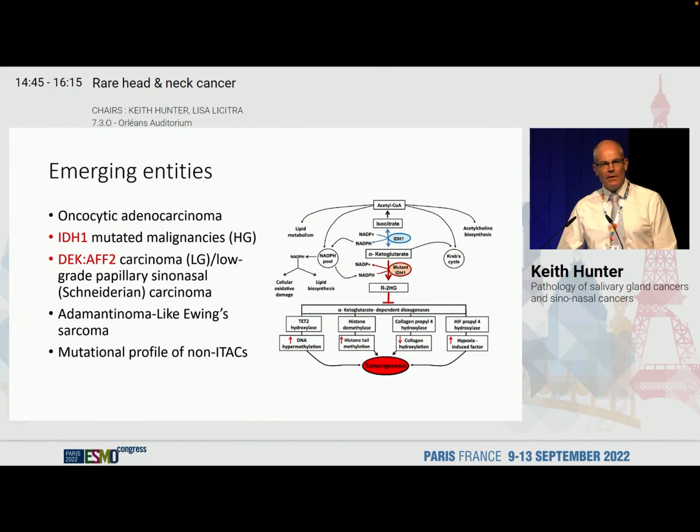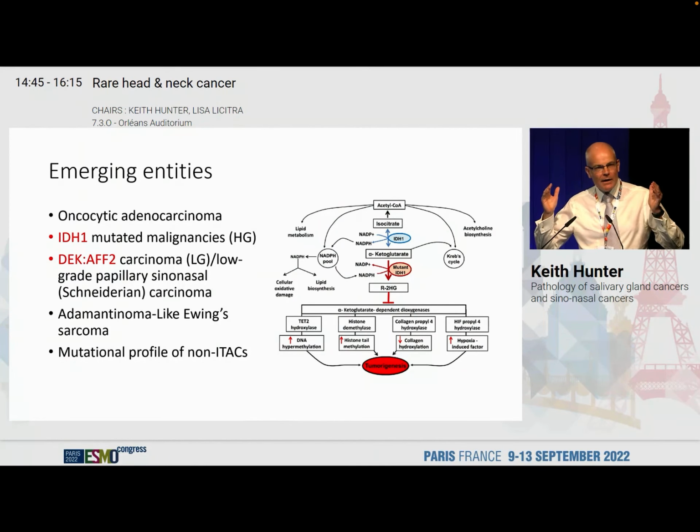Again, there are emerging entities in the classification. So it is likely that as time goes on, the classification will become more complex. And as you will see here, many of these are molecularly defined entities within the classification. Some are still morphological, primarily, oncocytic adenocarcinoma. But we are now noticing that there are IDH1 mutated malignancies, which are particularly high grade.